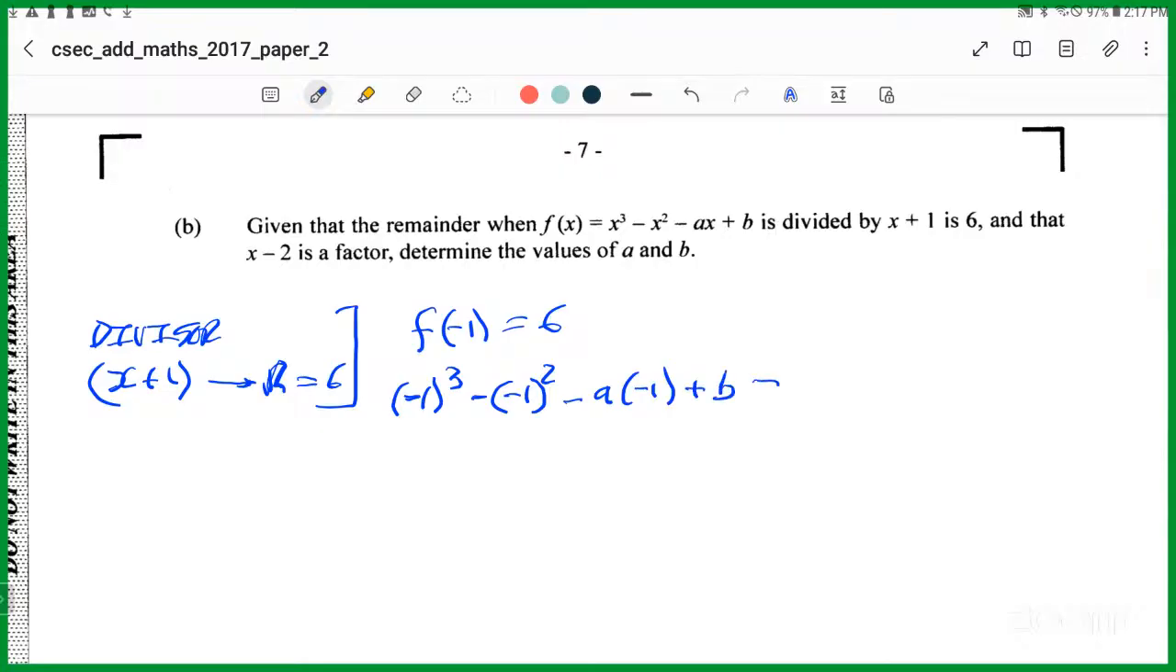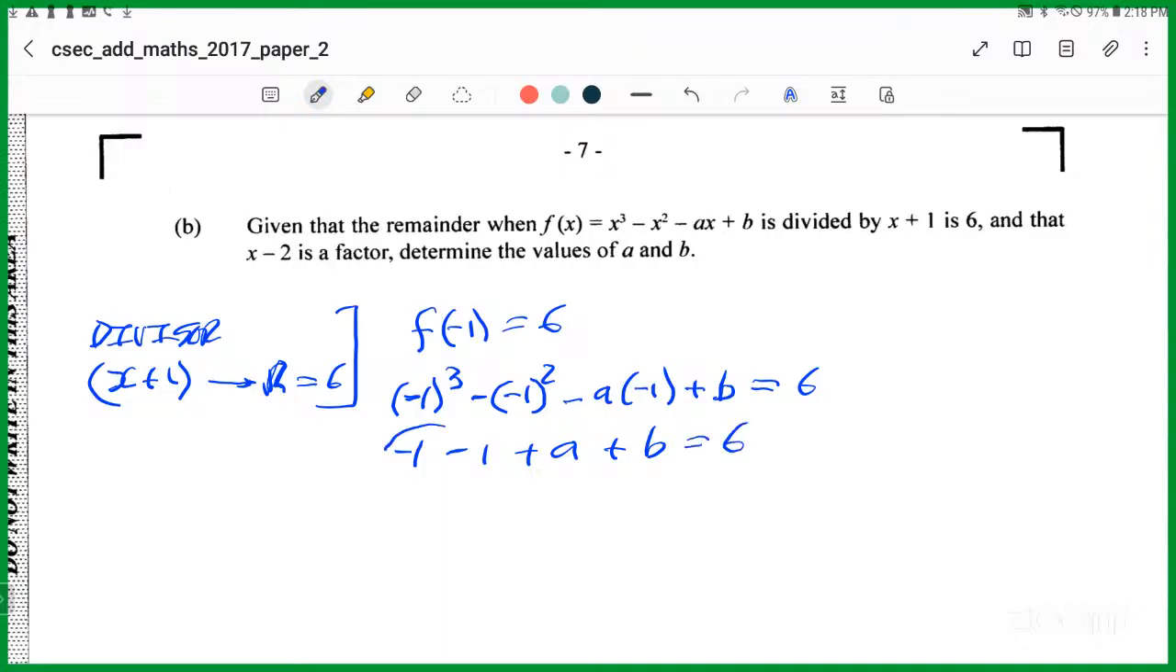And that's equal to 6. Just need to simplify this now. So this negative 1 cubed is negative 1 minus this negative 1 squared, which becomes a positive 1, so it's minus plus 1. And this is negative a times negative 1, that's a positive a, plus b equals 6.